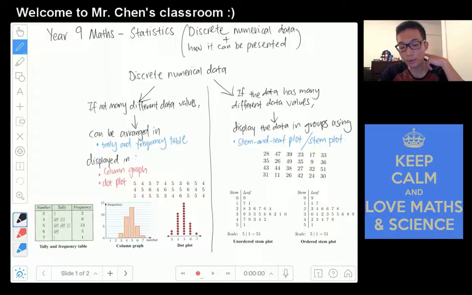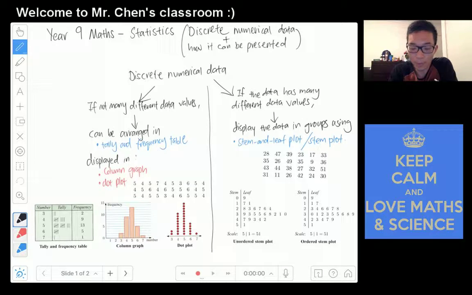While continuous data is more of a number within a range. So it's like the weight of a watermelon. It can be 1.1 kilos. The second one can be 1.25 kilos. So it's not discrete. It has a decimal behind it.